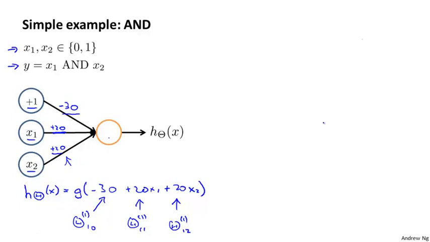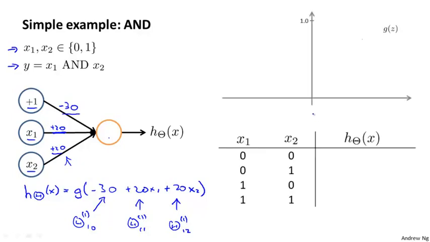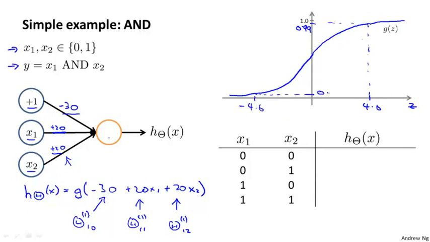Let's look at what this little single neuron network will compute. Just to remind you, the sigmoid activation function g of z looks like this. It starts from 0, rises smoothly, crosses 0.5, and then it asymptotes at 1. And to give you some landmarks, if the horizontal axis value z is equal to 4.6, then the sigmoid function is equal to 0.99. This is very close to 1. And kind of symmetrically, if it's negative 4.6, then the sigmoid function there is equal to 0.01. This is very close to 0.